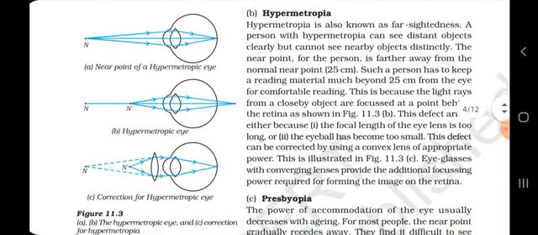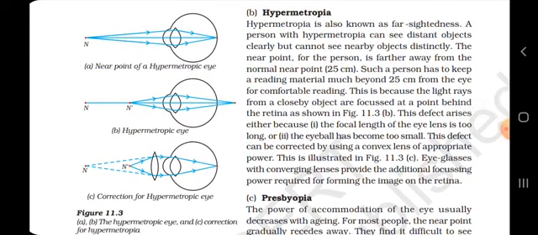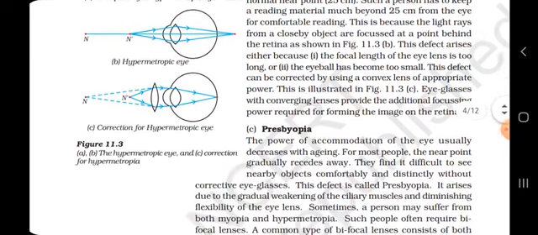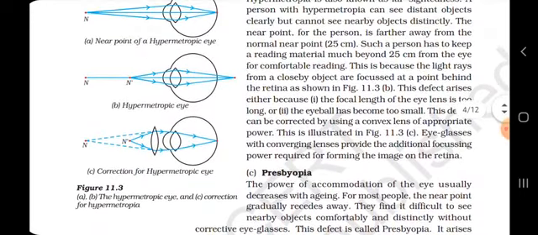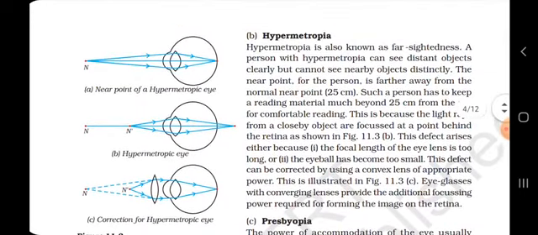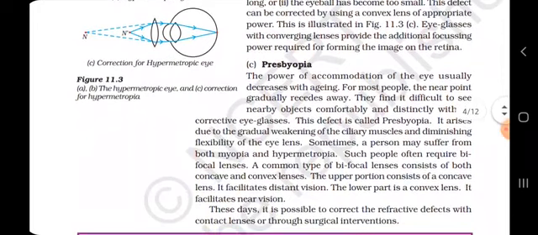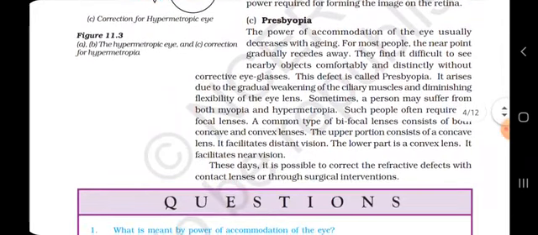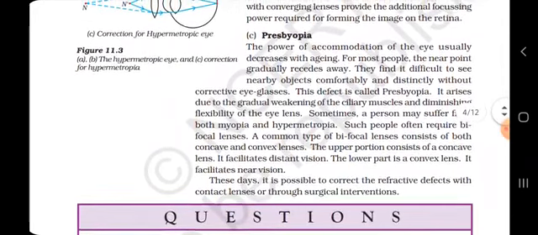The eyeglasses with converging lens provide the additional focusing power required for forming the image on the retina. So we have completed the two main forms of defects of vision, hypermetropia and myopia. The next thing is presbyopia.